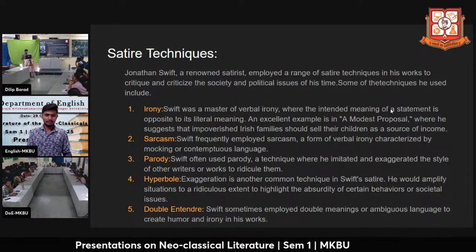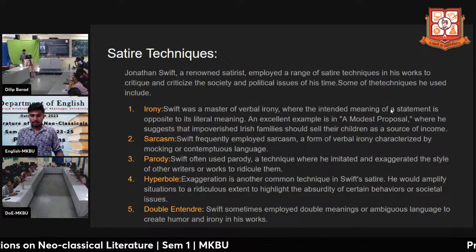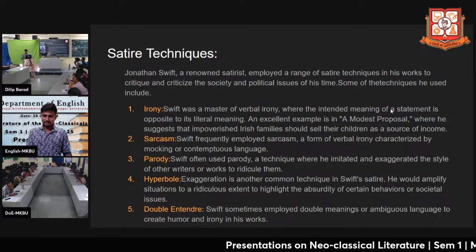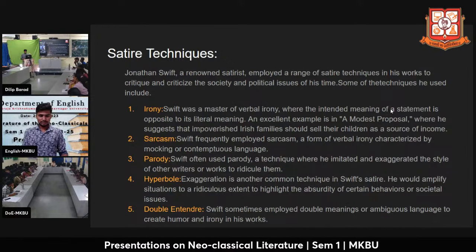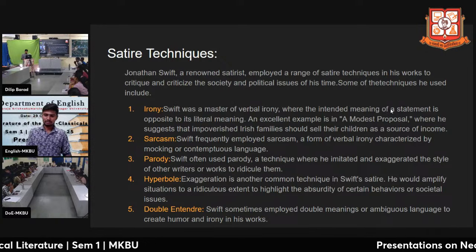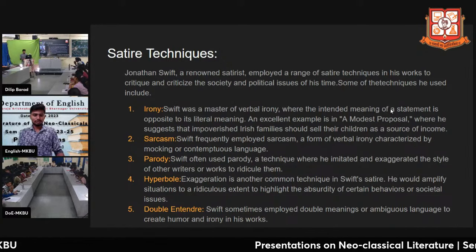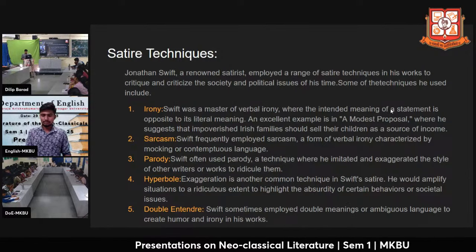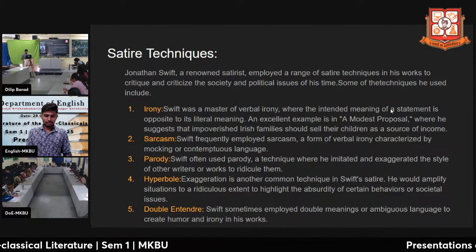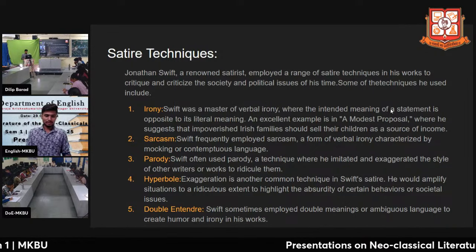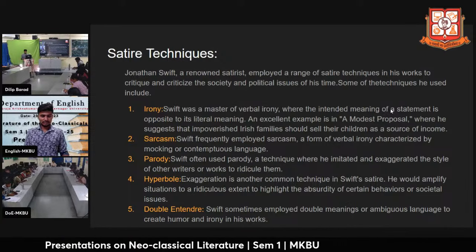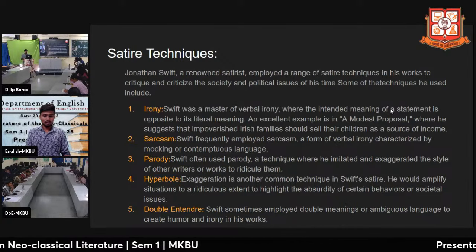First is irony. Swift was a master of verbal irony, where the intended meaning of a statement is opposite to its literal meaning. An excellent example is in A Modest Proposal, where the suggested improvement is that families should sell their children as a source of income. Sarcasm. Swift frequently employed sarcasm, a form of verbal irony characterized by mocking, contemptuous language. Parody. Swift often used parody, a technique where he imitated and exaggerated the style of a writer's work to ridicule them. Hyperbole.